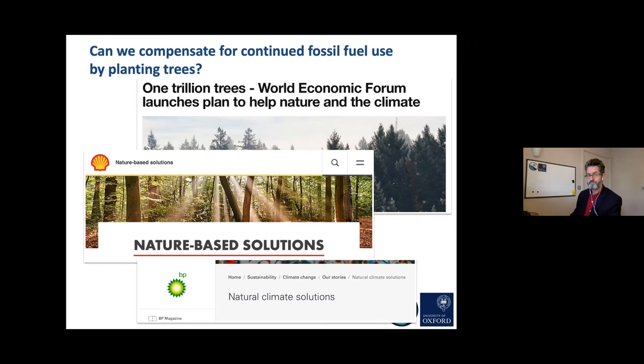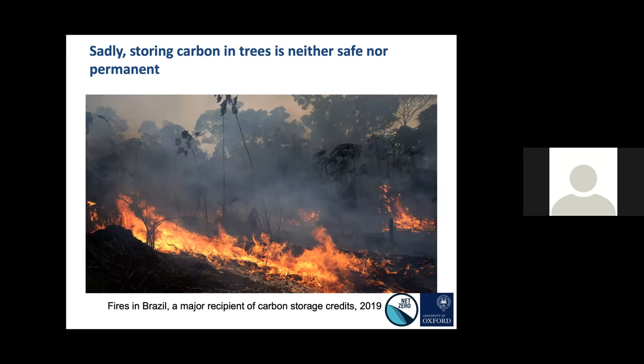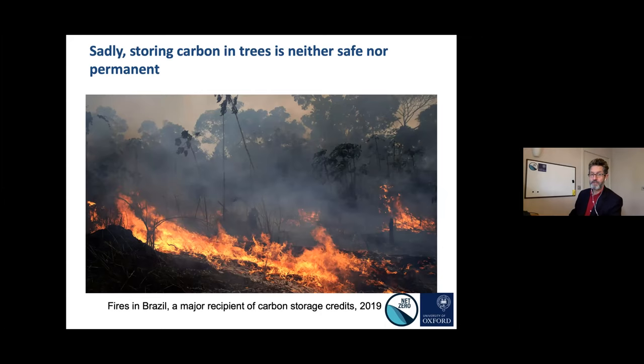The difficulty with this is, first of all, that storing carbon in trees is neither safe nor permanent. Brazil was up until 2019 a major recipient of carbon storage credits. Entire countries like Norway paid Brazil to store their carbon to compensate for the CO2 being emitted by those countries. And we had a change of government in Brazil. We had a change of policy to Amazonia, and a lot of that carbon went back into the atmosphere in the fires in Brazil in 2019. Secondly, it's neither safe nor permanent, and it's limited.